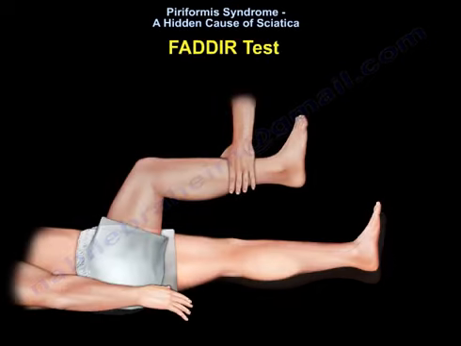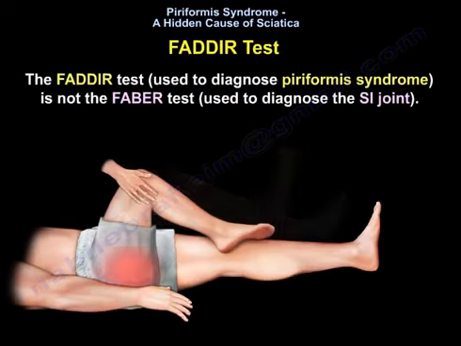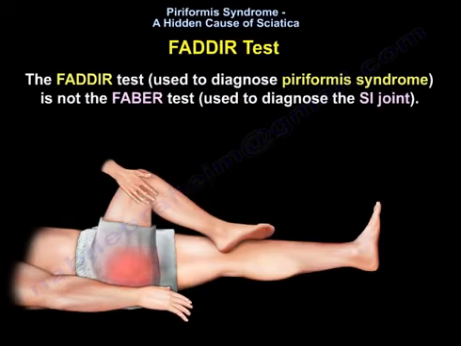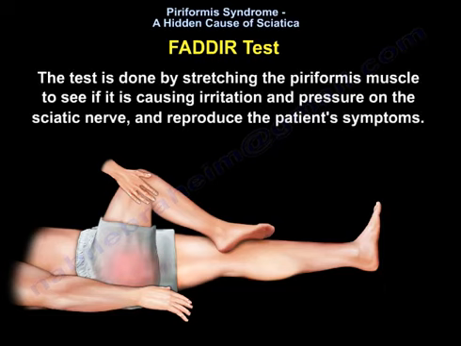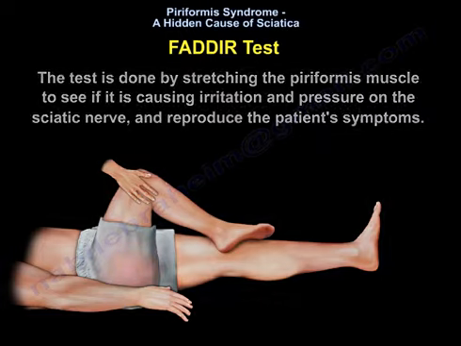How about the FAIR test? The FAIR test is not the FABER test. The FABER test is used to diagnose the sacroiliac joint. The FAIR test is used to diagnose piriformis syndrome. The test is done by stretching the piriformis muscle to see if it is causing irritation and pressure on the sciatic nerve and reproduce the patient's symptoms.